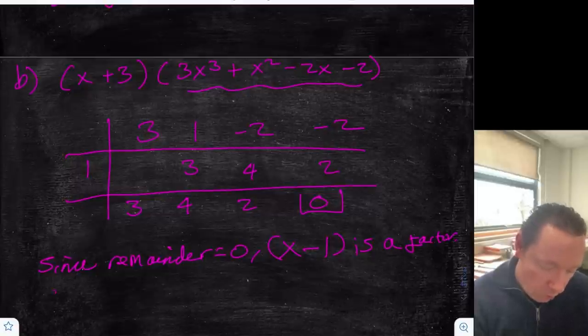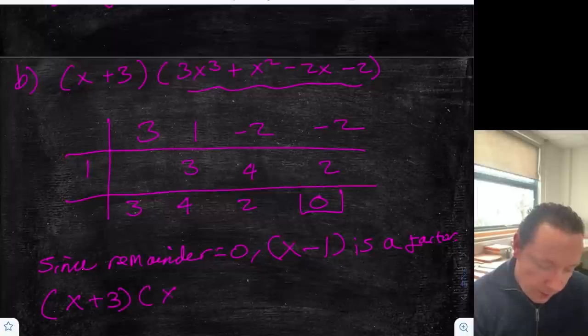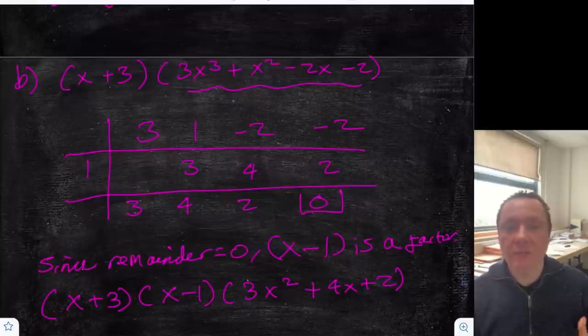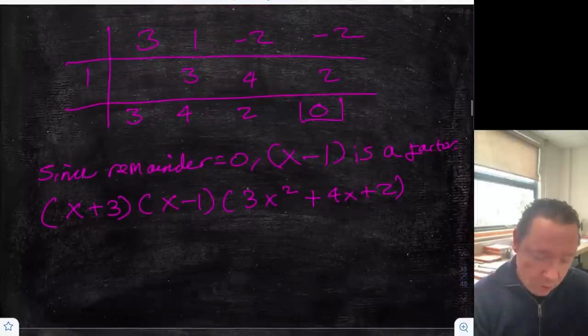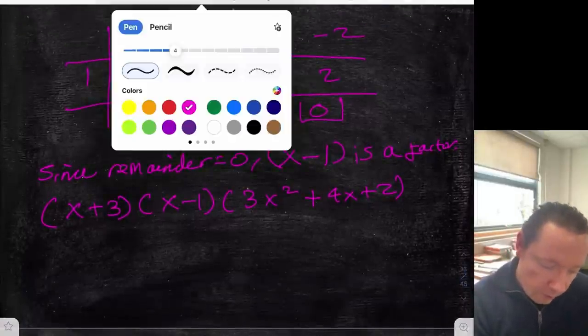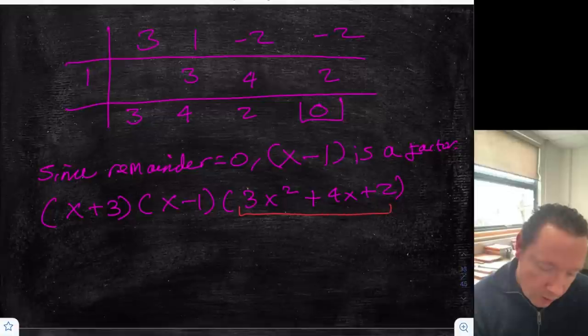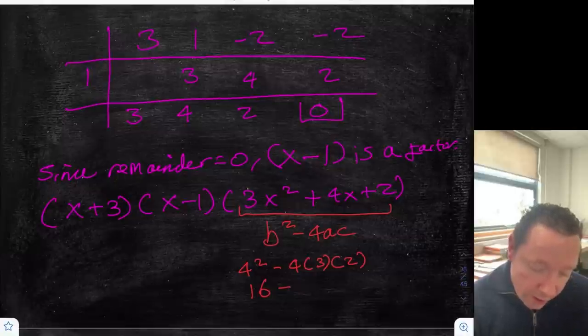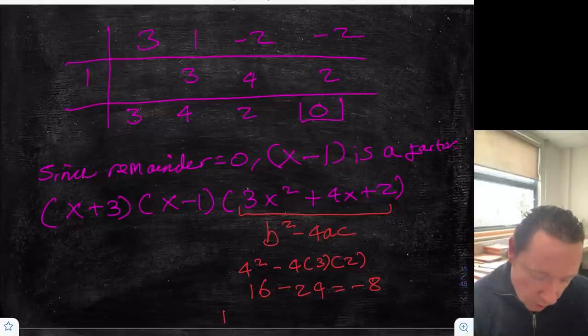And therefore, we now know we've got x plus 3, x minus 1, and we've got our 3x squared plus 4x plus 2 from the bottom bit. So now we need to check, is 3x squared plus 4x plus 2 factorisable? There's a couple of ways you can do it, trial and error, but the easiest way is to use the discriminant. If I look at this bit here, and check b squared minus 4ac. b squared minus 4ac is 4 squared minus 4 times 3 times 2. That's 16 minus 12 times 2 is 24, which is minus 8. That means no real solutions.